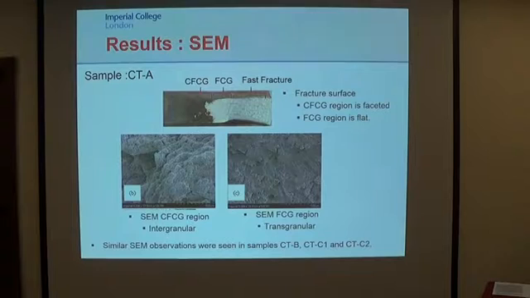So we further validate the results with the scanning electron microscope. These pictures only show one sample, which is the X-resist material, CTA. This micrograph shows that the dark region is the creep fatigue crack growth region, which is faceted compared to the fatigue crack growth region, which is flat. The SEM pictures for the creep fatigue crack growth region indicate an intergranular fracture compared to the transgranular fracture in the fatigue crack growth. Though not shown here, similar observations were seen in the other samples.